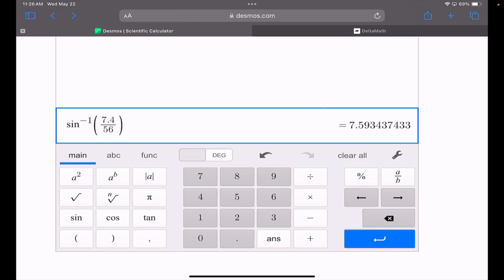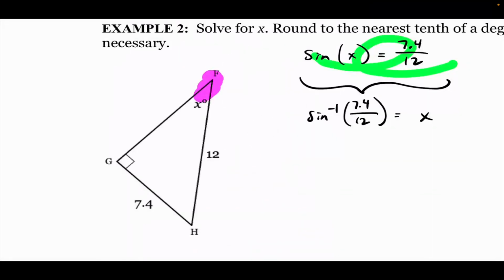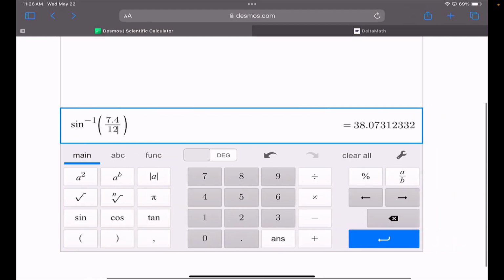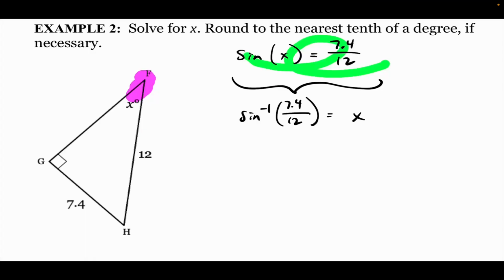$7.4, 12. 38.07. So round up, 38.1. 38.1 degrees. Since it was an angle, it's got to get a degrees. 38.1 degrees.